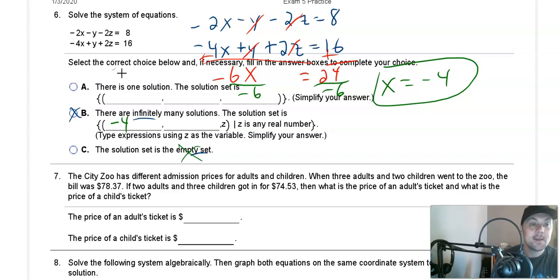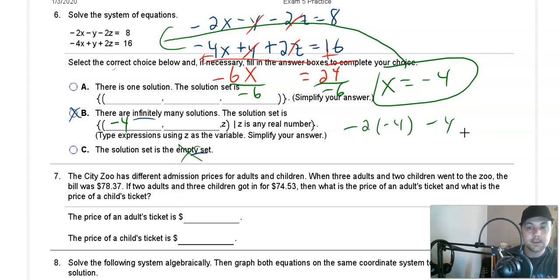All right. So now that we know what x is equal to, what do we normally do when we get a result? We plug it back into one of the original equations. So I'll plug it into the top one. We'll get negative 2 times negative 4 minus y minus 2z is equal to 8.